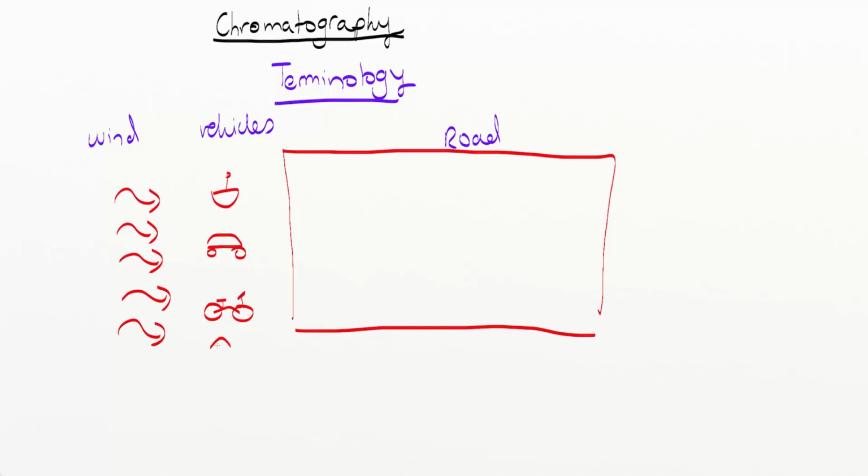In chromatography, we have things called the components. We have something called the components. So the components are the individual things or individual chemicals that we want to separate. So components are the chemicals in the substance which we want to separate.